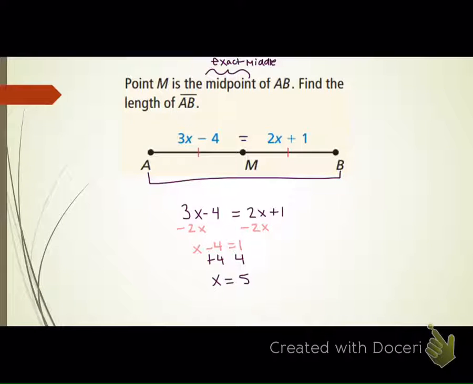We can plug in x. So x is 5, so we can do 3 times 5 minus 4, and 2 times 5 plus 1. So that's 15 minus 4, which equals 11, and 10 plus 1, which equals 11. So, if those are both 11, what is my length of AB? 22. 11 plus 11 is 22.